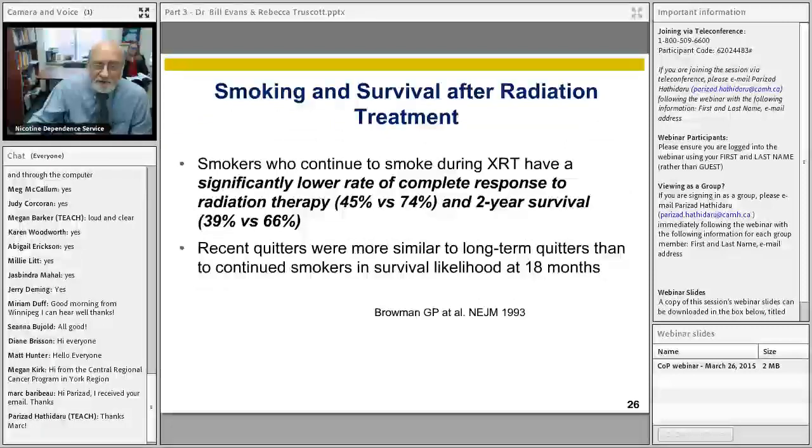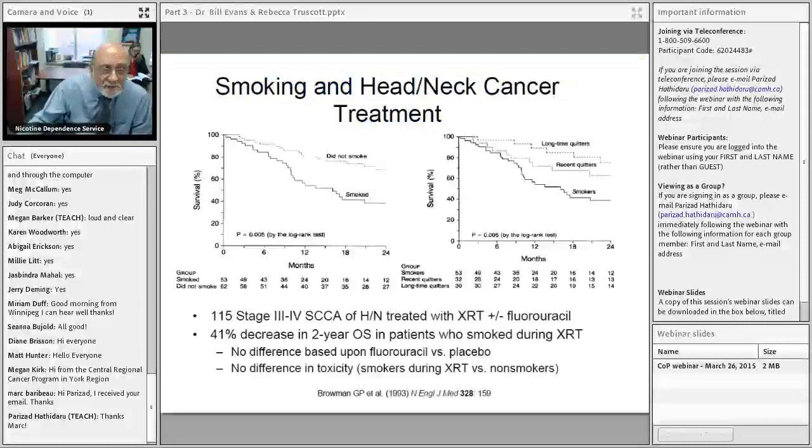But look at the 2-year survival difference for the non-smokers, 66% versus 39% in those who continue to smoke during radiotherapy. And interestingly, recent quitters were more similar to the long-term quitters than to the people who had never smoked. This is shown nicely on this panel of survival curves. The Kaplan-Meier survival curves show, first of all, on the left-hand panel, those who didn't smoke at all had the best survival, and those who smoked, obviously worse.